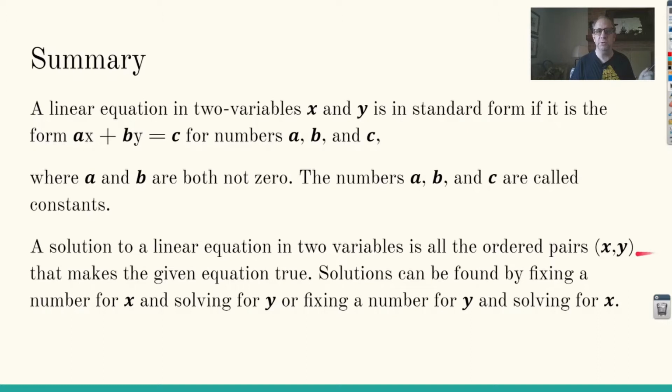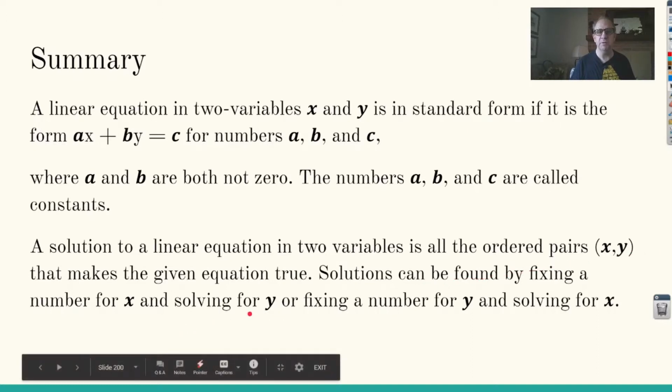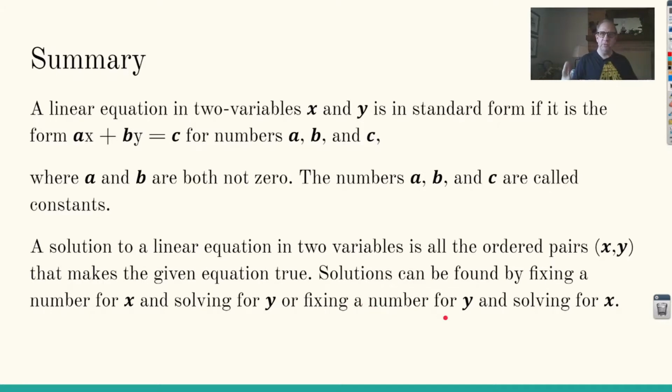So solutions can be found by fixing a number for x and solving for y, or fixing a number for y and solving for x, right? So we got two variables. You can't solve for two variables unless you know one of those. When we first started solving equations, we had x plus something equals a number, or whatever. So then we solved by combining, like we distributed, combined like terms, add and subtract to move all the x's on one side, the numbers on the other side, and then divided to figure out how much it is for one x.